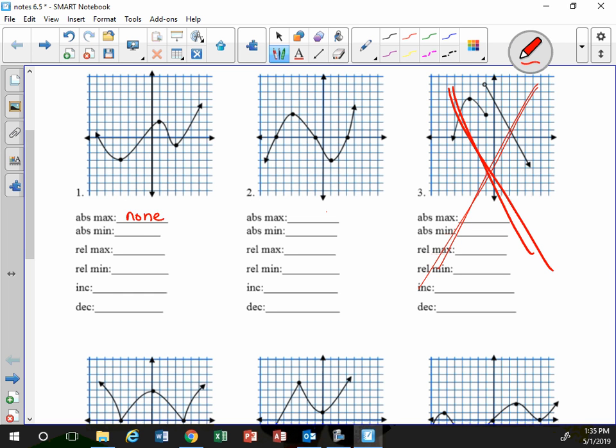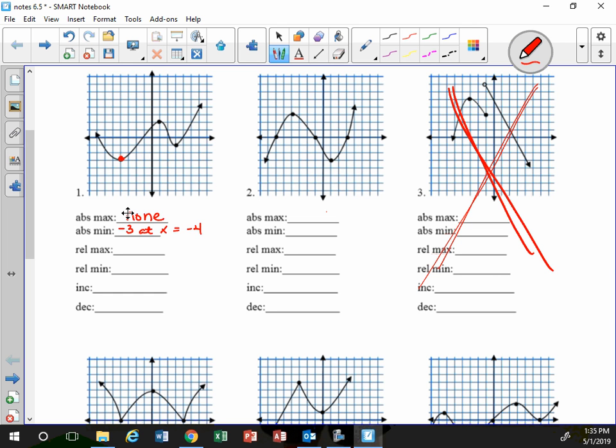All right, now absolute min. Do you guys see one point that is lower than everything else on your graph? Everybody sees it's that dot right there. How low is it? What's the y value? -3. At what x value? There you go. You do not write ordered pairs. You write what the min or max is and where it occurs.